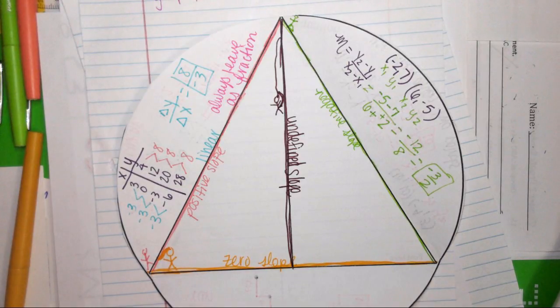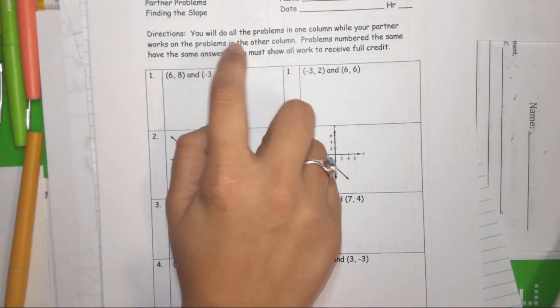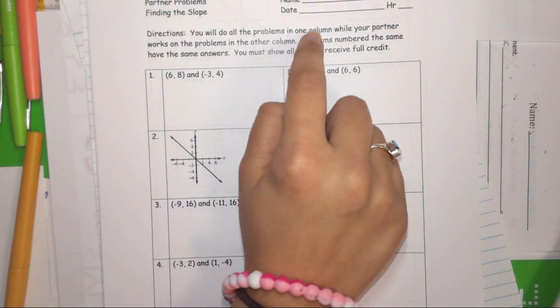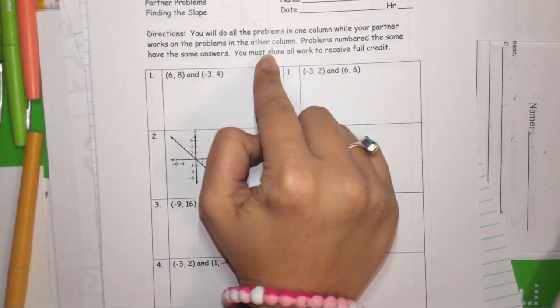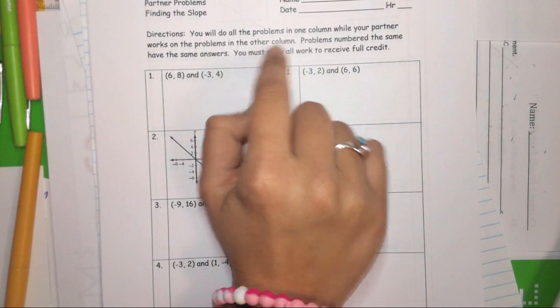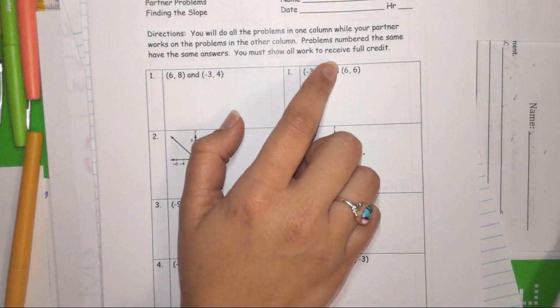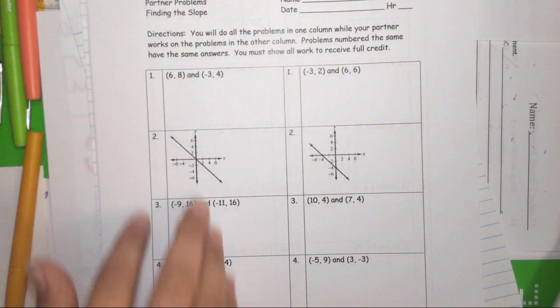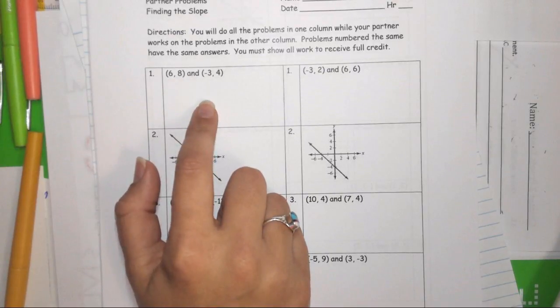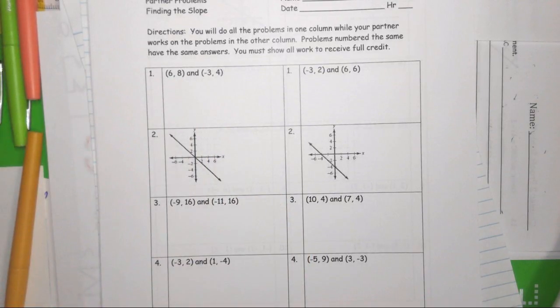Are you guys ready for our activity? You should be able to do it fairly quickly. Yay. Directions. I'm going to help you. It says you will do all the problems in one column while your partner works the problems in the other column. Problems numbered the same have the same answers. You must show all your work to receive full credit. So you're going to work it out on a separate piece of paper, then put your answer here. Does everybody understand? Yes. Ready, set, go.